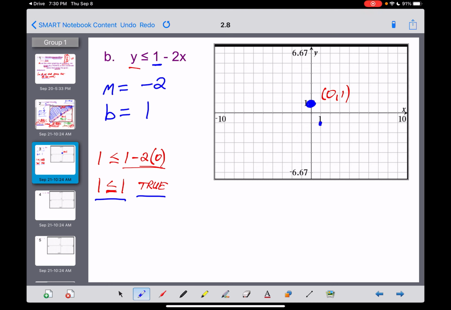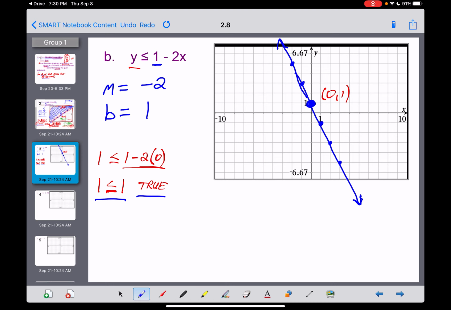And guys, anytime you did one solid dot, all your dots are going to be solid. So I just keep going down 2, right 1. I could go up 2 and left 1 at some point if I wanted to. And with closed dots, this is what we've been doing lately. We're going to go back and draw a solid line that goes through all of those collinear points.